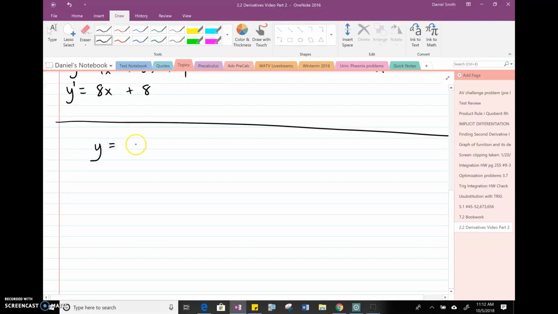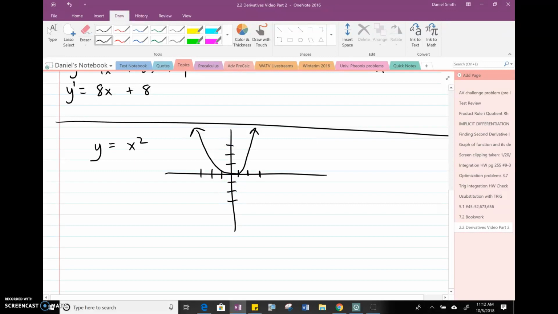Y equals x squared. Okay? I choose that because we know exactly what it looks like. It's a parabola. Okay? Let's put this, we'll put a tick mark here, tick mark here. I'm just estimating. I know this isn't great. Okay?